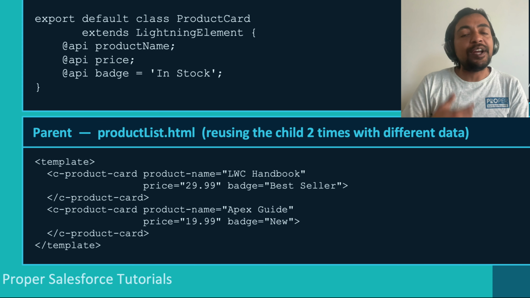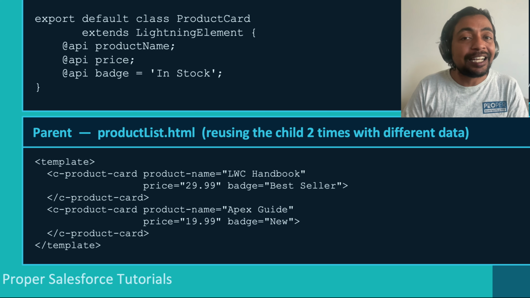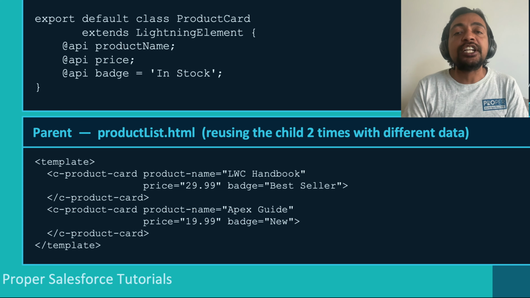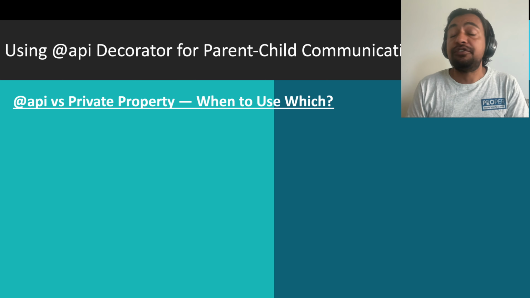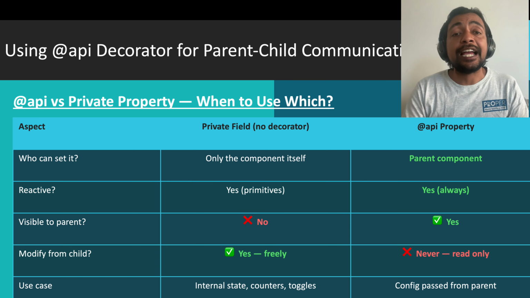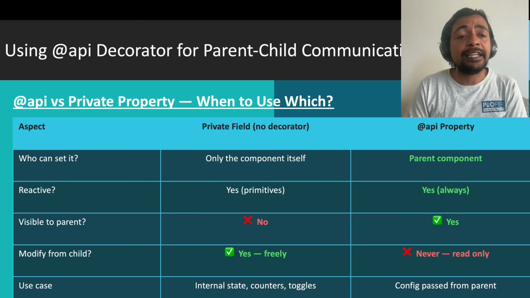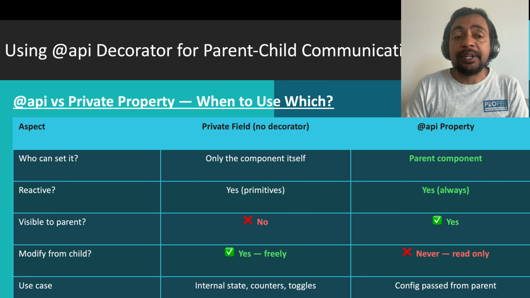So as I told you, when you are using LWC, one of its greatest capabilities is reusability, and this parent-child way of communication helps to do that. Now, when to use which? When are you going to use @api, and when are you going to use private properties, with no decorator or maybe with track? Here we are basically talking about no decorator.